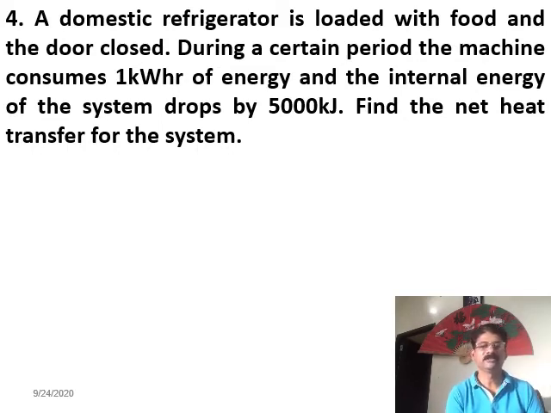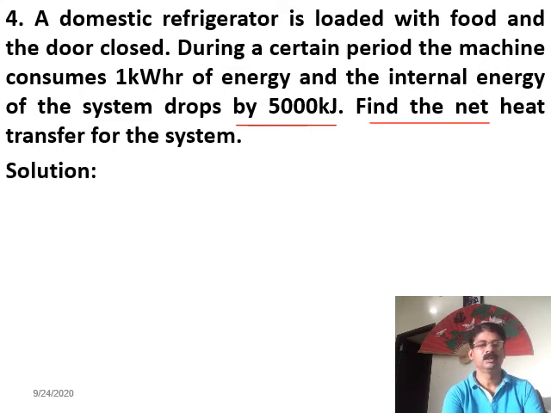A domestic refrigerator is loaded with food and the door closed. During a certain period the machine consumes 1 kilowatt hour of energy. So total energy consumption by the refrigerator is 1 kilowatt hour, and the internal energy of the system drops by 5000 kilojoules. Internal energy drops means it reduces by 5000 kilojoules. Find the net heat transfer for the system. It's a very simple problem.